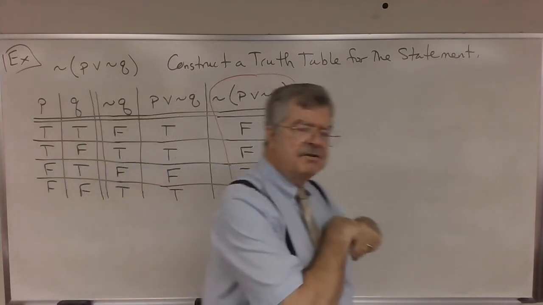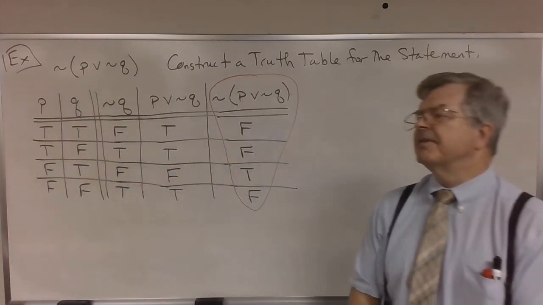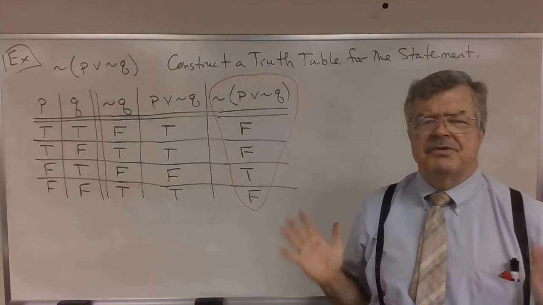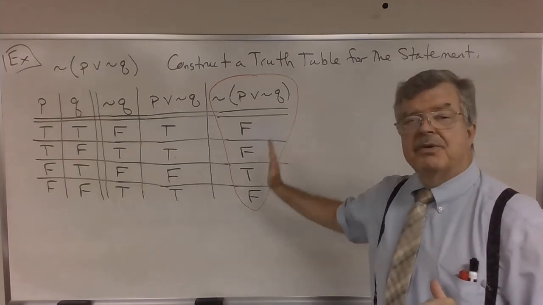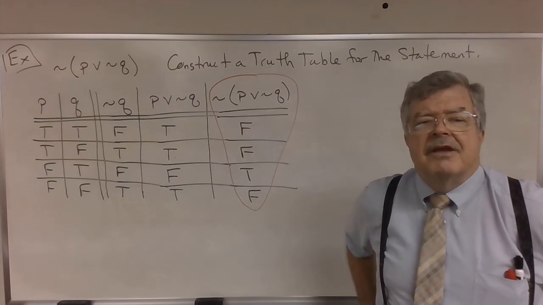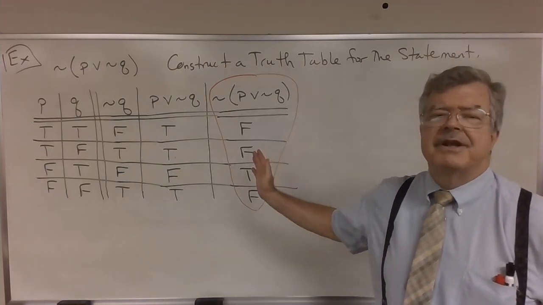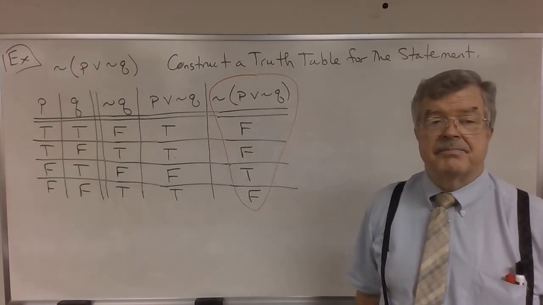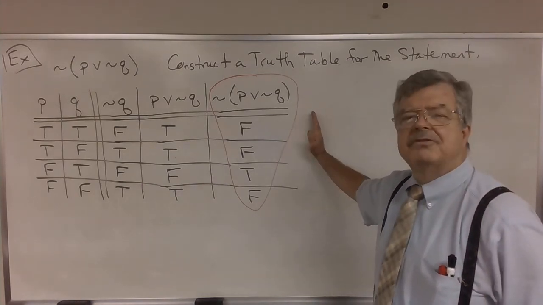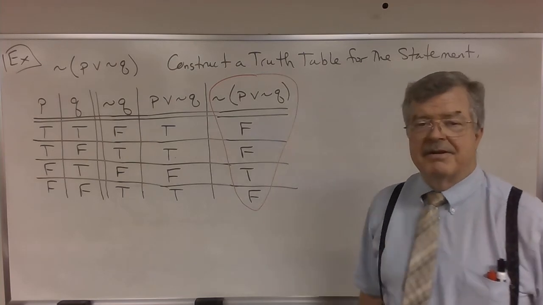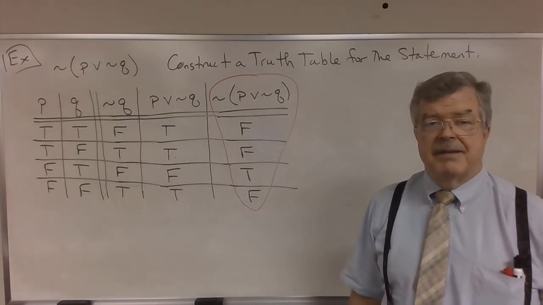By the way, in our text, our authors have two different ways of making truth tables. The way that we're doing it in class is we're using the alternate or the alternative method. So if you're looking at your text, we're using the alternate method for making a truth table.